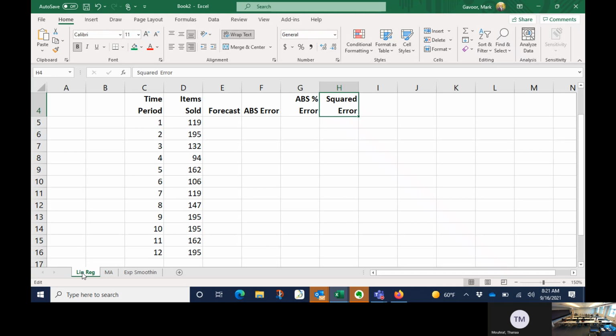Yeah, now you click on chart. And you go up here where it says recommended.